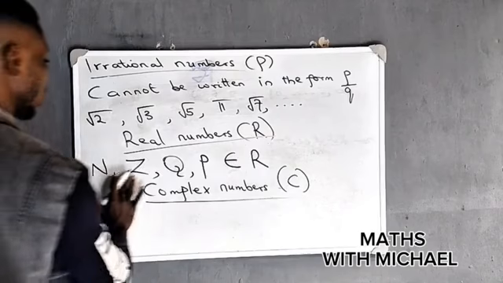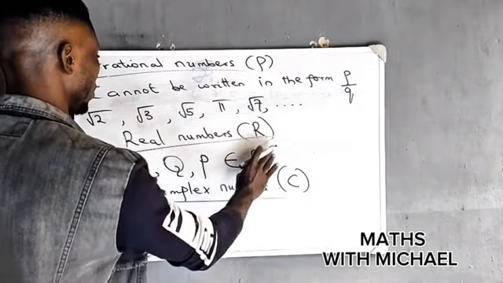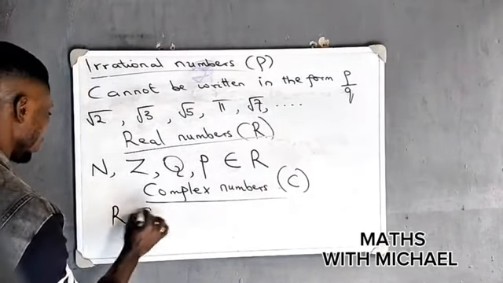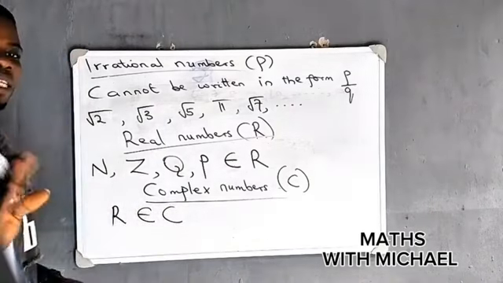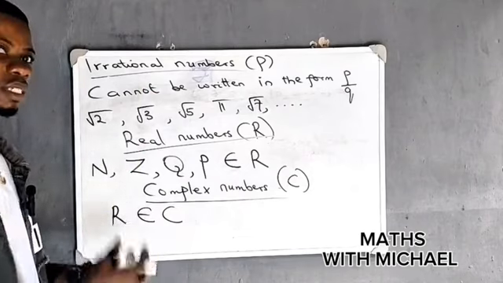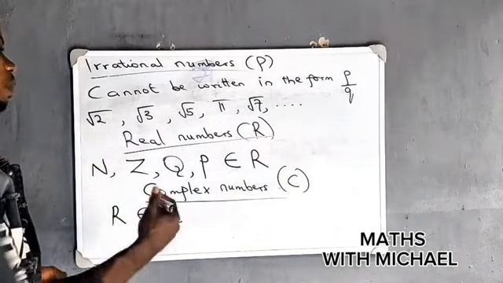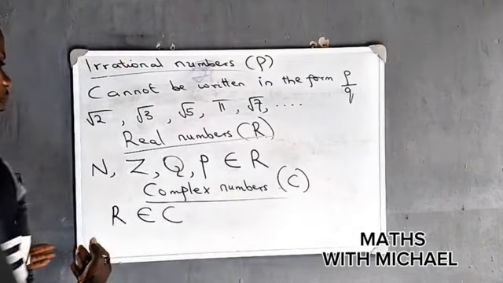Of course, since all natural numbers, integers, rational, and irrational numbers are real numbers, we can say that all real numbers are complex numbers. But there is a difference. There is something that makes complex numbers unique. And what is that particular thing? Complex numbers contain a real part and an imaginary part.